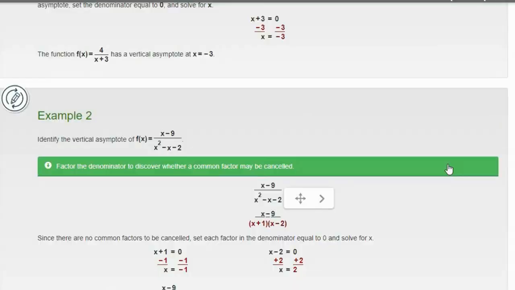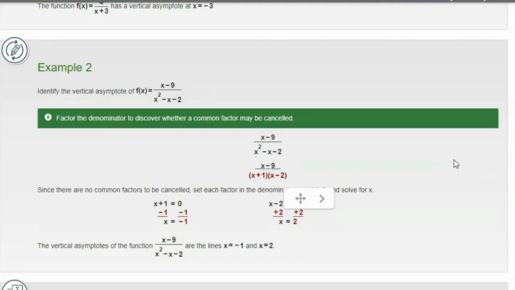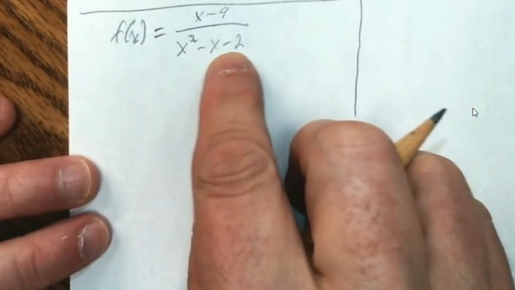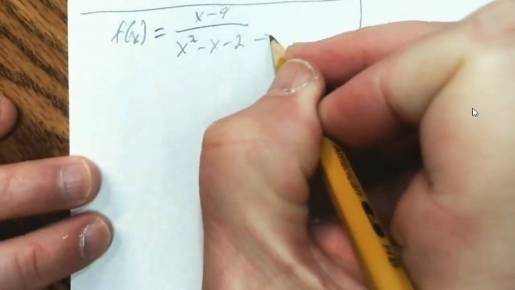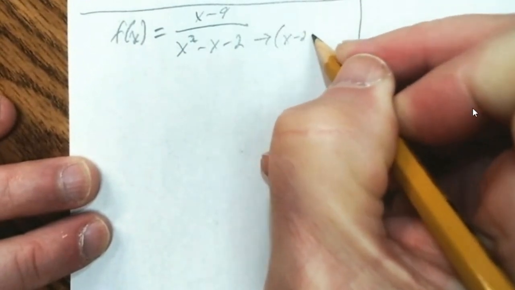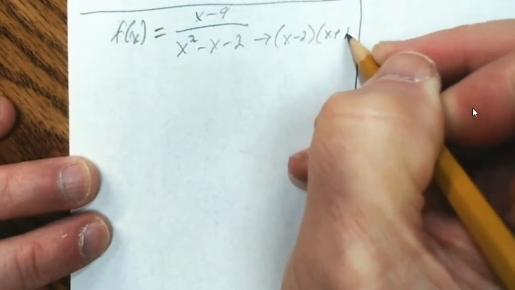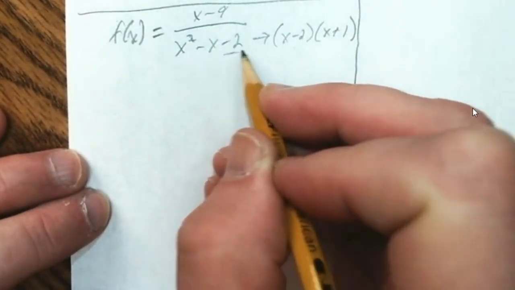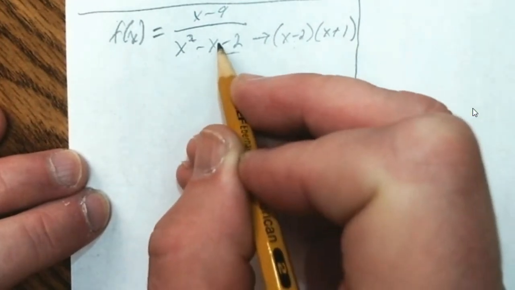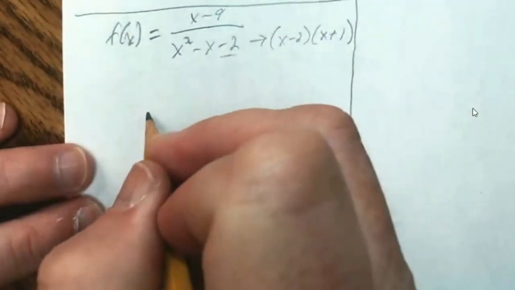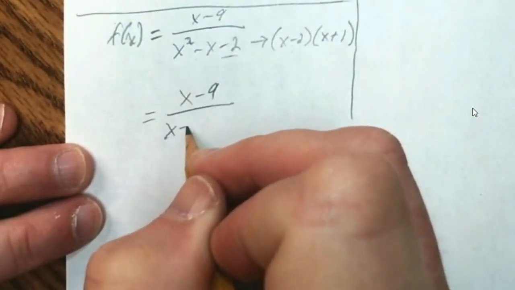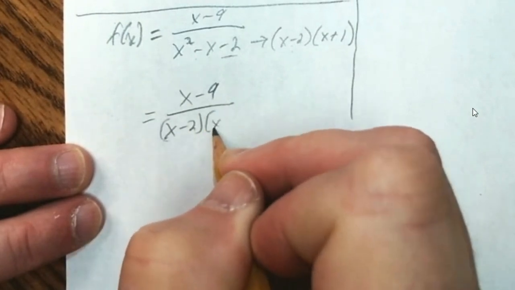This was the vertical asymptotes page. So let's look at example 2 here. Let's write that down. x minus 9 divided by x squared minus x minus 2. Well, this factors to be x minus 2, x plus 1, because -2 times 1 gives us our -2, and -2 plus 1 gives us our -1x. So this simplifies to x minus 9 over x minus 2, x plus 1.